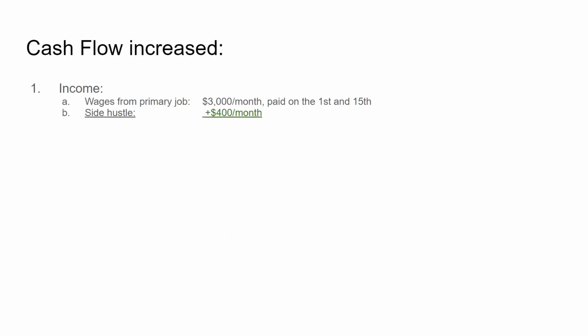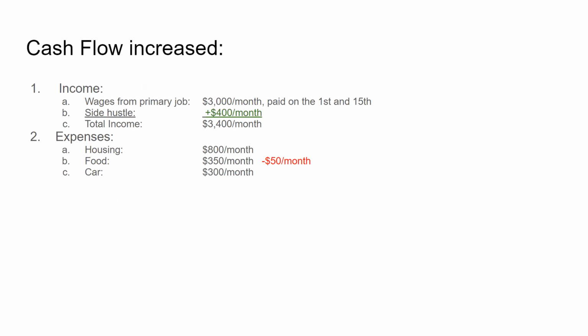All right, let's look at an example. My income, same $3,000 a month. For my primary job, I get a side hustle for $400. My total income is now $3,400 a month. Expenses, housing, still $800. Food, it went from $400 to $350. I decreased it by $50. And then car and other loans, credit cards, etc. I'm keeping all the numbers the same.